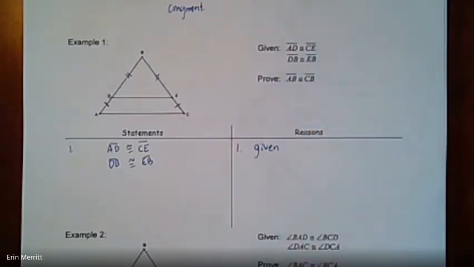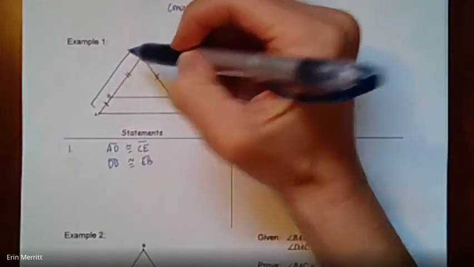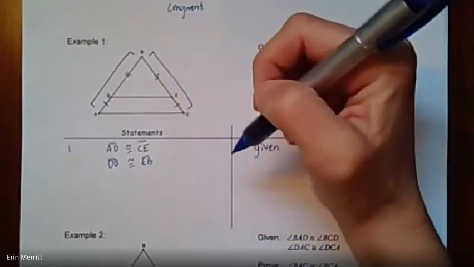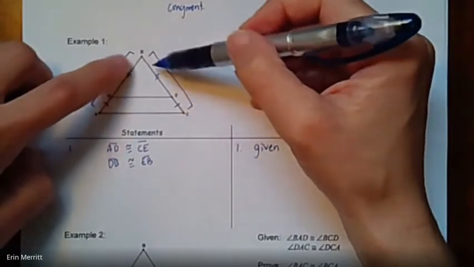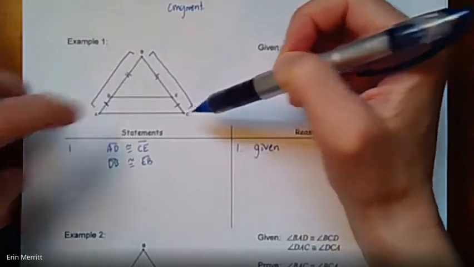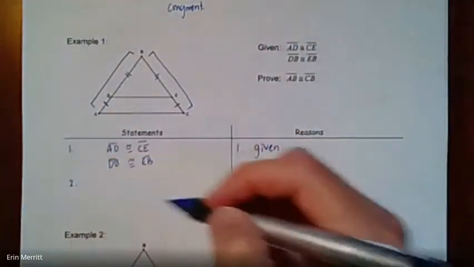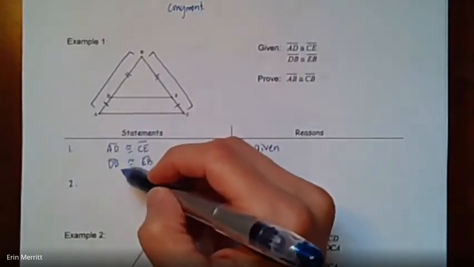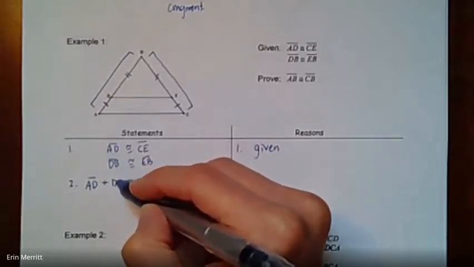What I want to prove is that AB, so the segment that goes from here all the way to here, is equal to the segment from C to B. So the fact that I know that these little mini segments are congruent and then these medium-sized segments are congruent, that would make sense that if I add them up, the whole segments could be congruent. And so that's actually what we're going to do. We're going to take segment AD and add DB to it. So I'm going to say AD plus DB.